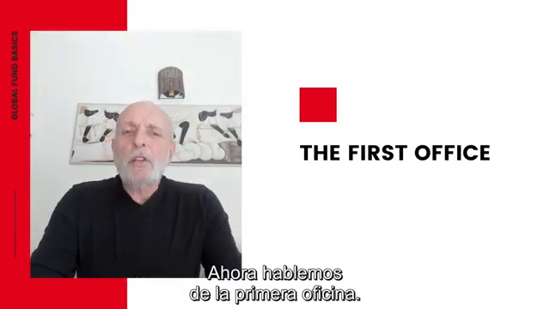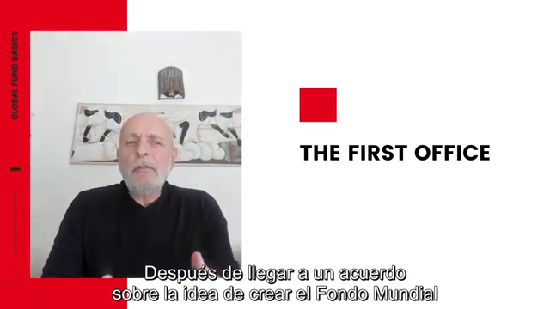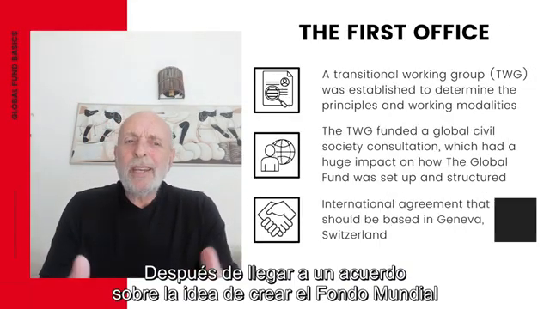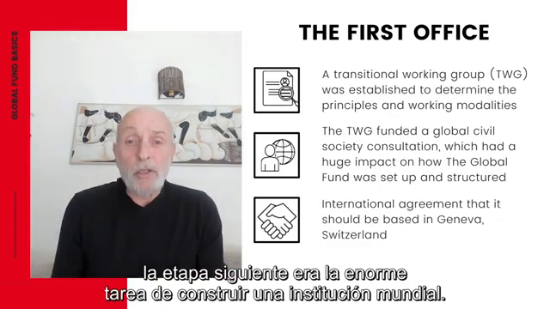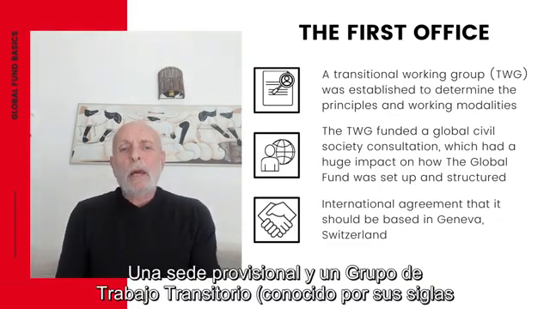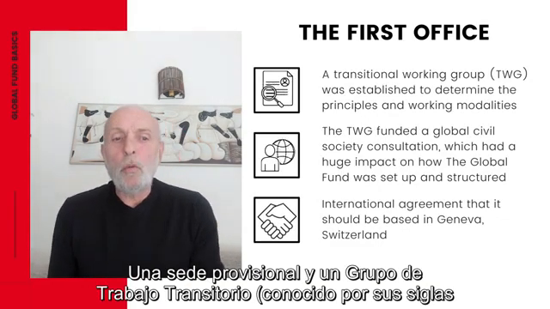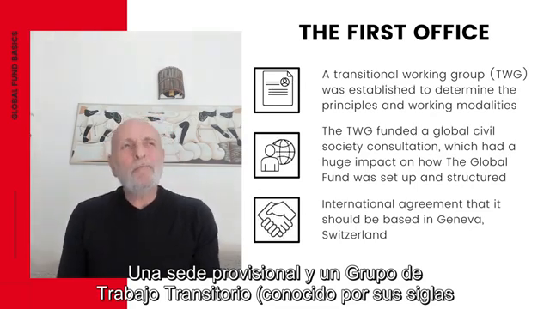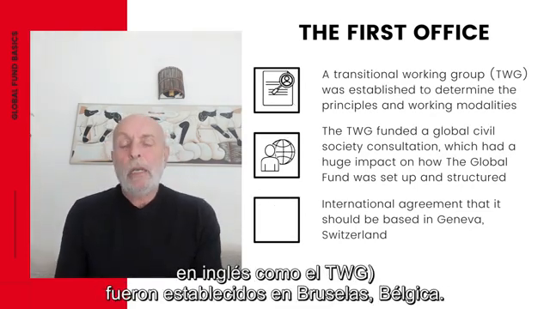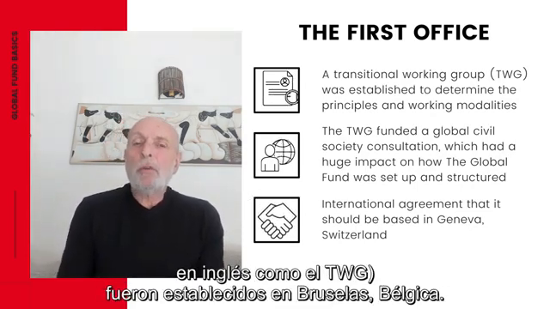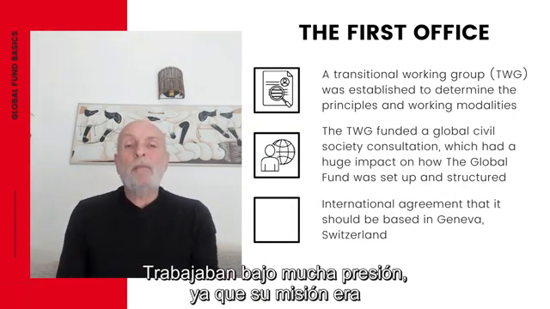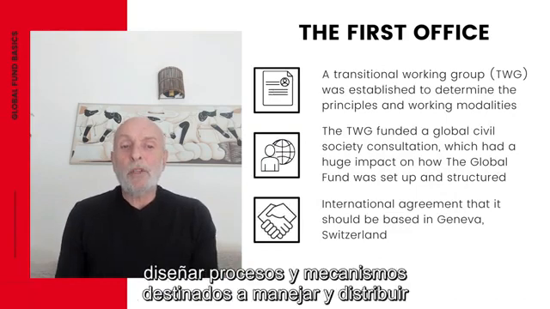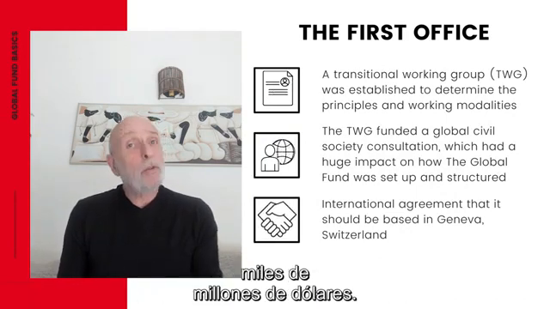Let's look at the first office. Once the idea of a global fund had been agreed, the next task was the massive undertaking to set up a global institution. An interim office and transitional working group, commonly referred to as the TWG, was established in Brussels, Belgium. Now this was a highly pressurized environment as they set about designing mechanisms to manage and disperse billions of the world's money.